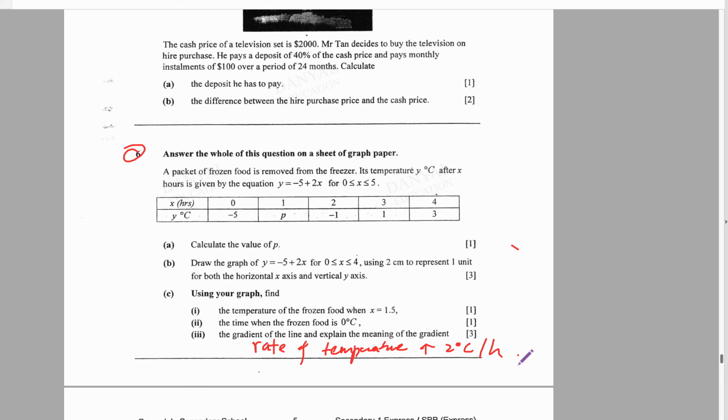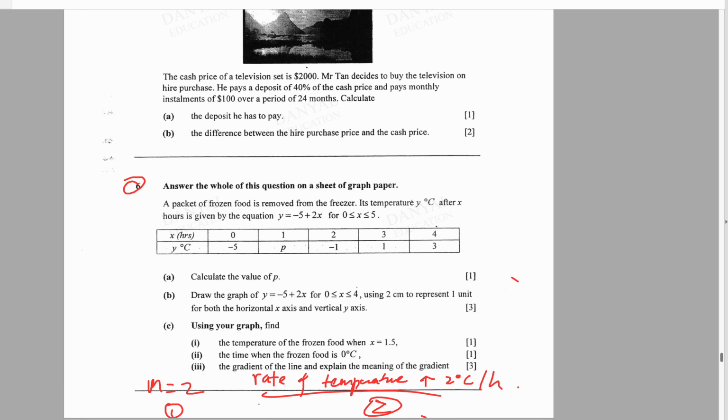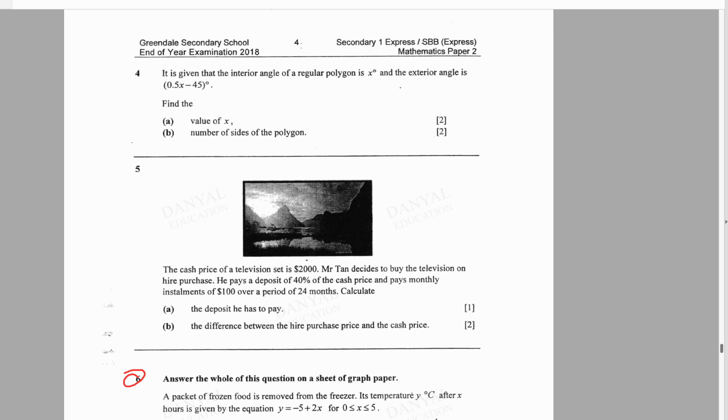Okay? So that's why I say you need to somehow use the value 2 and then relate the 2 to this particular question. To get 3 marks, 1 mark is for the gradient equals to 2. This is 1 mark. This part is 2 marks. Rate of change in temperature. Okay? Good. Next.